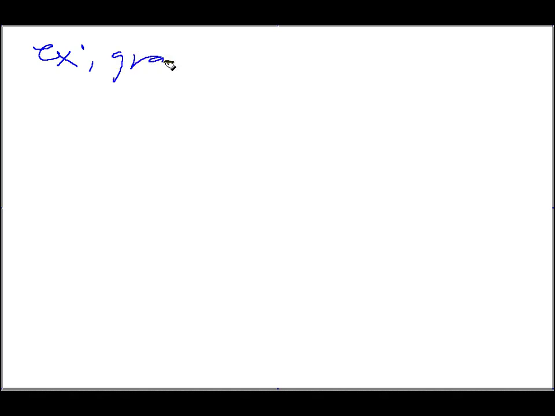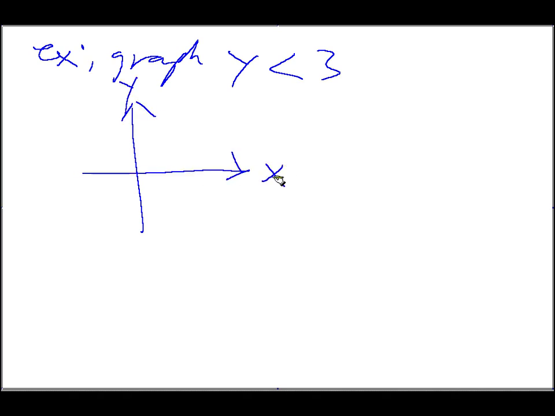Okay, let's go ahead and graph y less than, let's say, 3. All right? Okay, so again, it's less than, no equal sign here, right? That means we're going to use a dashed line or a broken line. So let's go ahead and graph this. So here's y, and here's x. All right, so 1, 2, 3, 4. 1, 2, 3. 1, 2. 1, 2, 3.